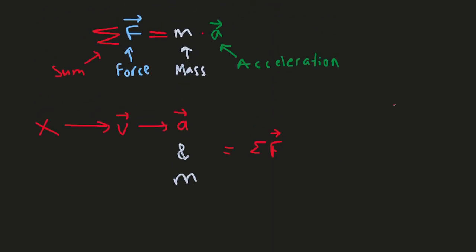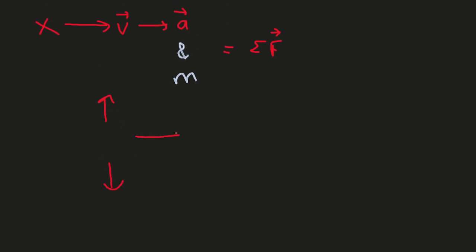So why does this only work in a direction? So what if an object had a force acting up, down, right, and left? So now we'd have to separate these forces into directions. So this left and right direction would be sum of Fx, so in the x direction, equals mass, which would stay the same for both of these, times acceleration in the x direction, and this would be sum of Fy, the y direction, equals mass times acceleration in the y direction.